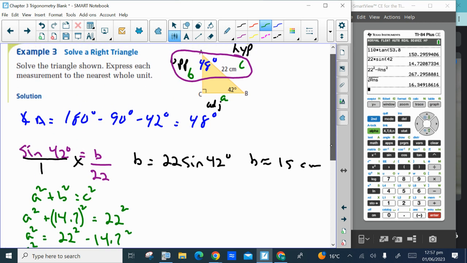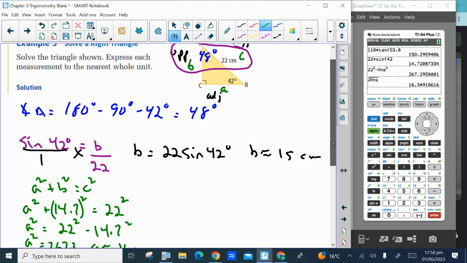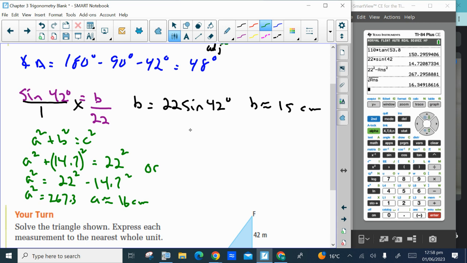We also could have done this using a trig ratio. If I use the 42 degrees and the hypotenuse, because we're given those, I would want to find little a, which is the adjacent. Cosine uses adjacent and hypotenuse. So if you use a trig ratio, we would say the cosine of 42 degrees equals adjacent over hypotenuse. Make both sides a fraction before we cross multiply. 1 times a equals 22 times the cosine of 42 degrees.